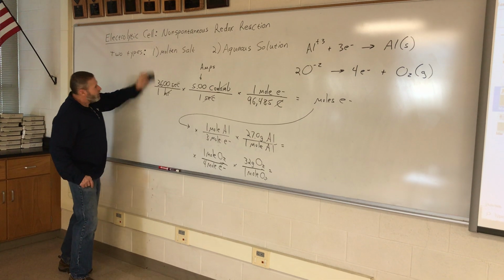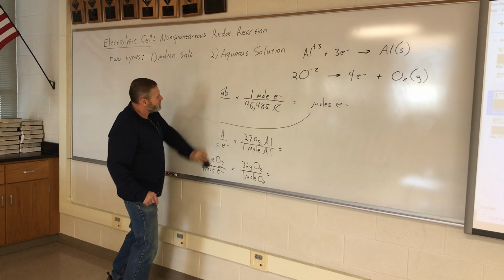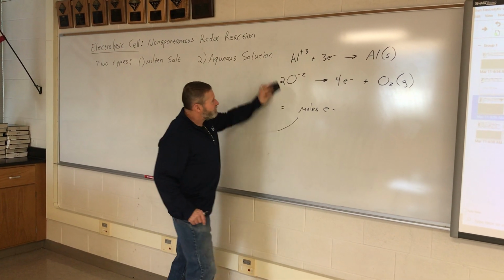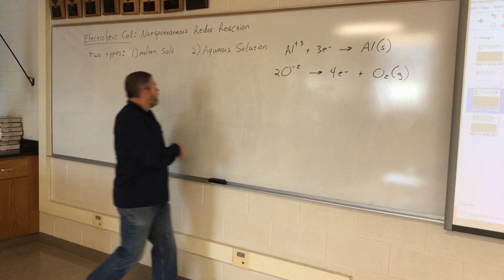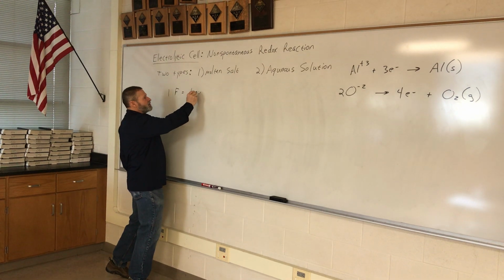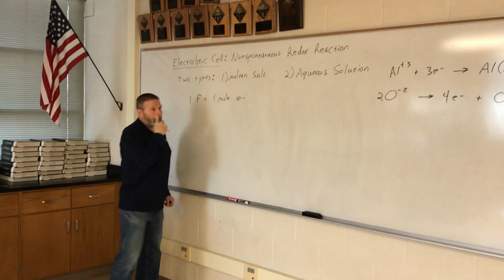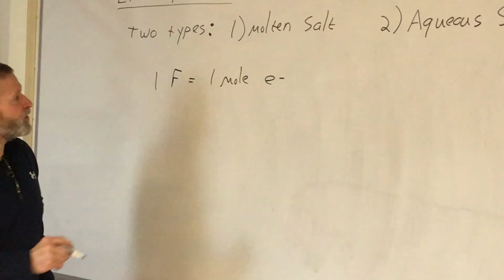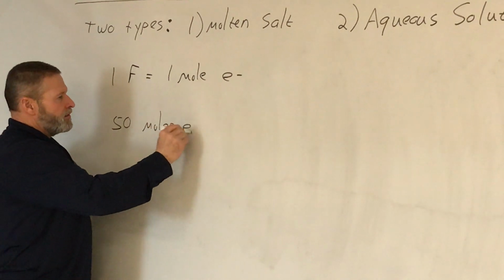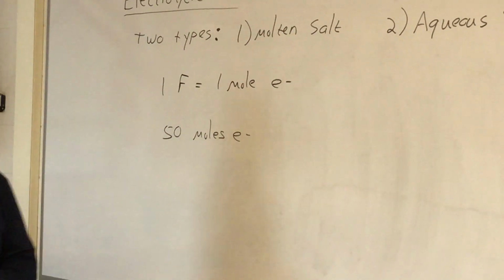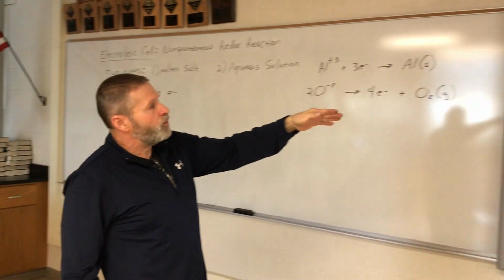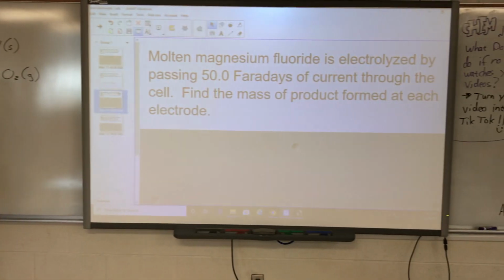So I can get rid of all of this and replace it, and say that 1 Faraday is 1 mole of electrons. And if they pumped 50 Faradays of current through, they must have pumped 50 moles of electrons through the cell. Yep. So now I would just have to figure out, okay, for magnesium fluoride, what are my half reactions?